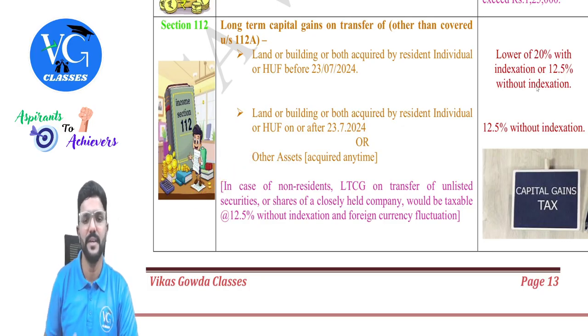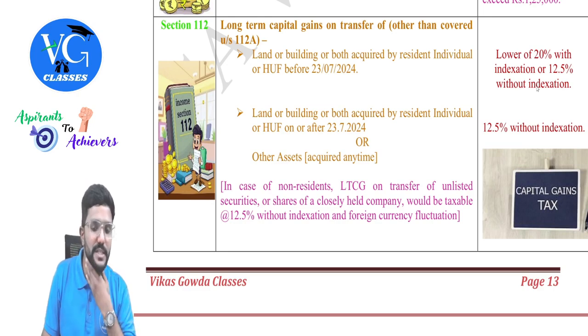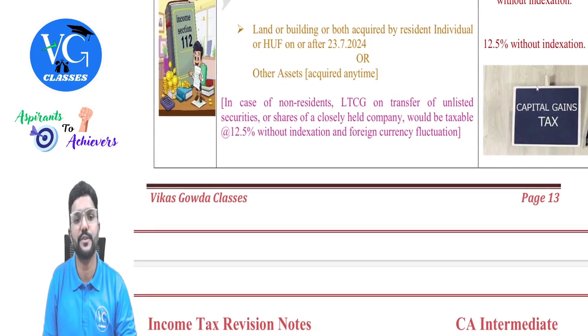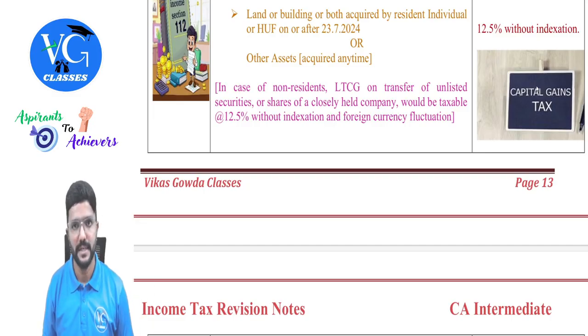Then I have also given you, even for them, the rate is 12.5% without indexation, but I have mentioned it here because previously it was different. In case of a non-resident, long-term capital gain on the transfer of unlisted securities or shares of a closely held company would be taxable at 12.5% without indexation and foreign currency fluctuation. Got it? Because they would have bought and sold in a foreign currency, so there will be an effect of exchange rate fluctuation. So should we consider it?